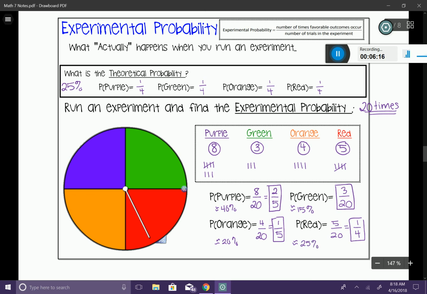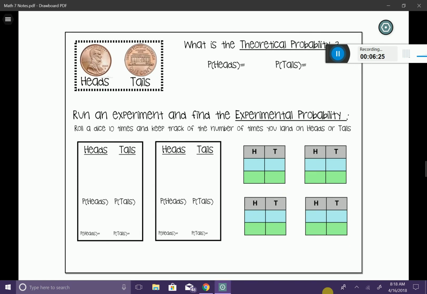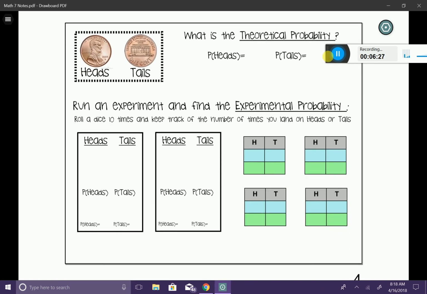Okay, so those are our experimental probabilities of spinning this spinner and doing this experiment. Let's go ahead and try another experiment. Now again, we are going to do this in class, but you can actually try this on your own if you'd like. All you need is a fair coin, which is a coin with a head side and a tail side. So you can use a penny, a nickel, a dime, a quarter, whatever you'd like. Now, before we run an experiment, we need to ask ourselves, what is the theoretical probability of flipping this coin and landing on a heads? What are the chances of that actually happening?